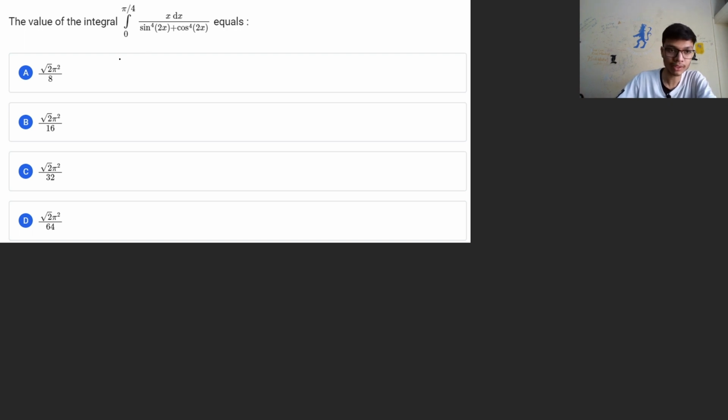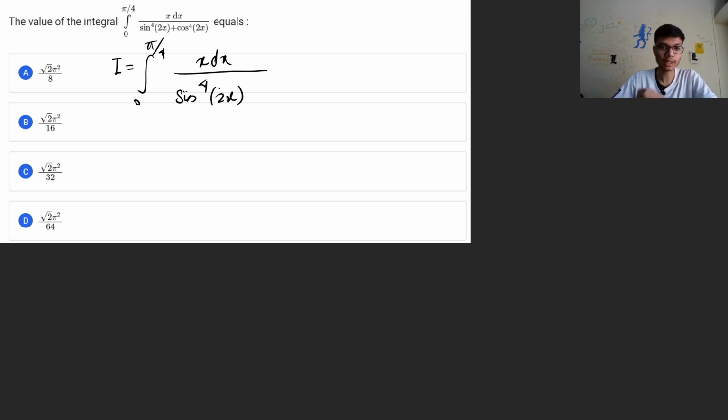Okay, so what we can see over here, let us solve this. The integral is given as from the limit 0 to pi by 4, x dx, divided by (sine 2x) to the power 4 plus (cos 2x) to the power 4. So that is basically the integrand.